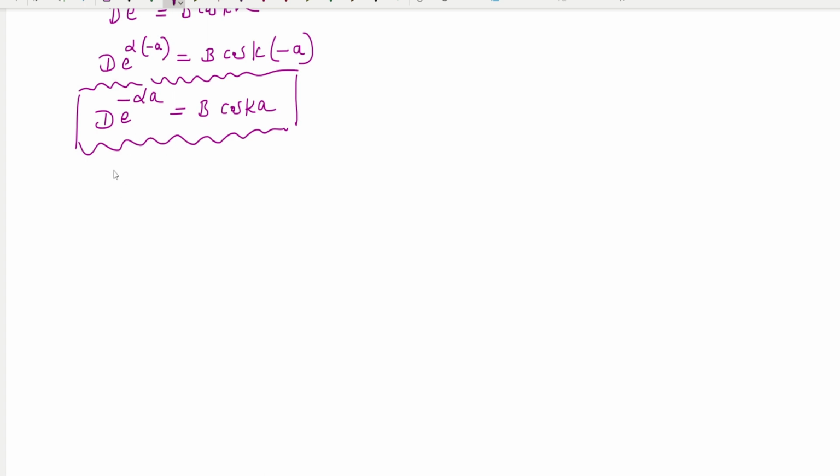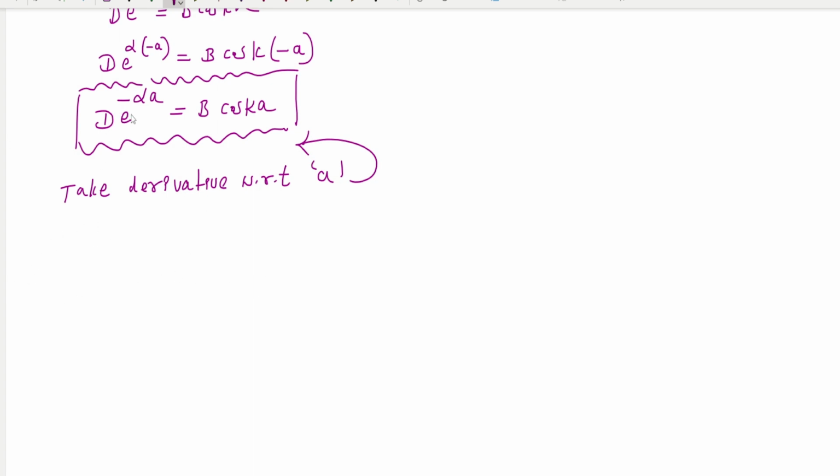Now I'm going to differentiate this equation, this box equation, right? I'm going to differentiate this equation with respect to a. Here I'm going to write that equation. In that case, take the derivative with respect to a. With respect to a, we can differentiate it one time here.